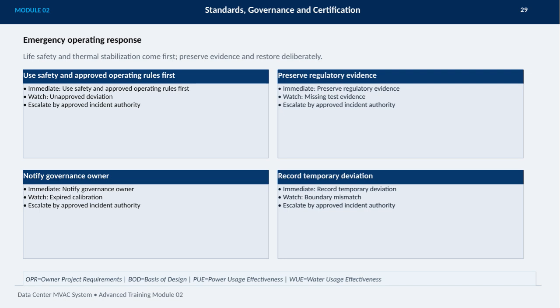Remember, terms like OPR, BOD, PUE, and WUE represent key metrics and requirements that guide how these responses are managed to maintain standards and certification. This structured approach ensures we handle emergencies responsibly while meeting regulatory and operational expectations.